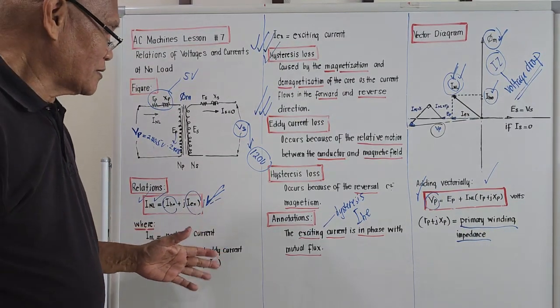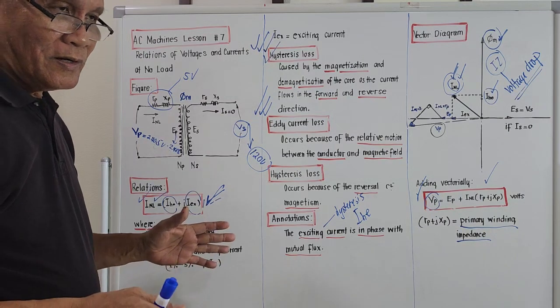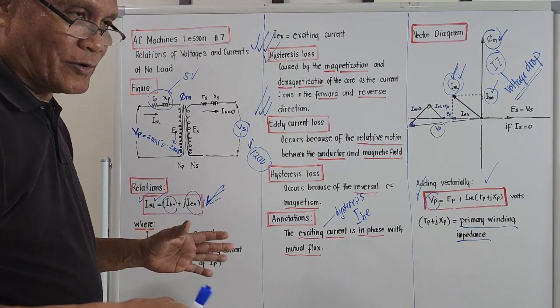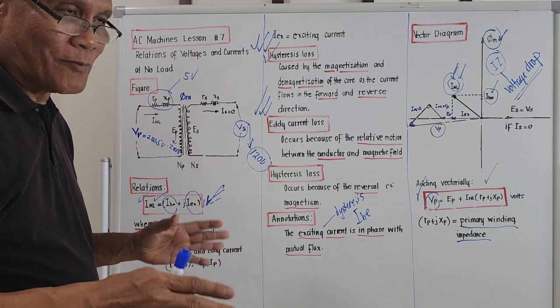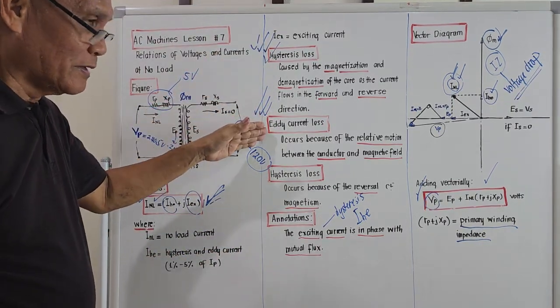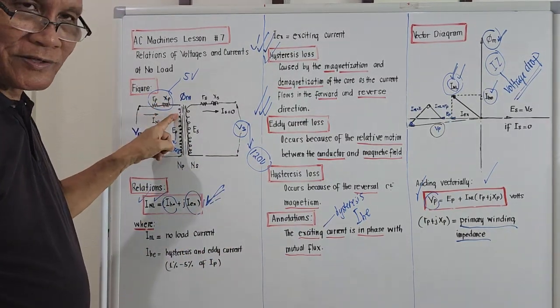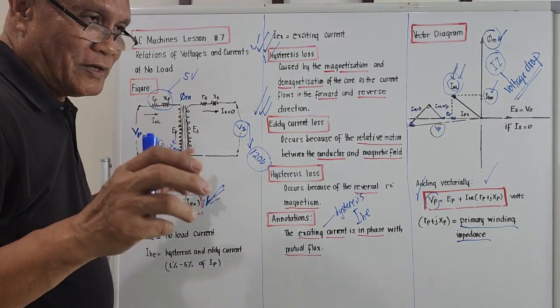Okay, that's it, guys. That is how we produce a voltage at the other side, or the induced voltage. We must compensate for the losses due to the hysteresis and eddy current and due to the effect of the resistance and reactance of the transformer.